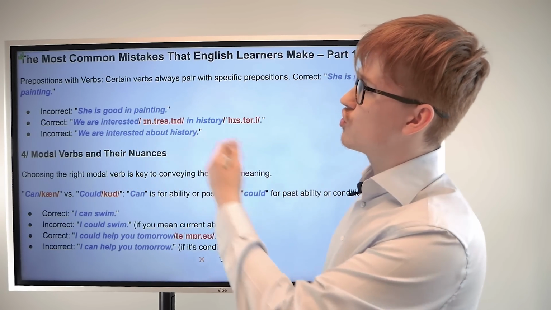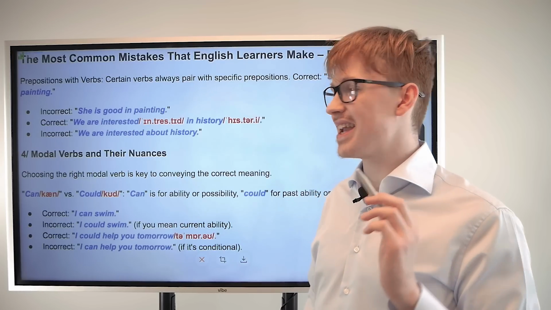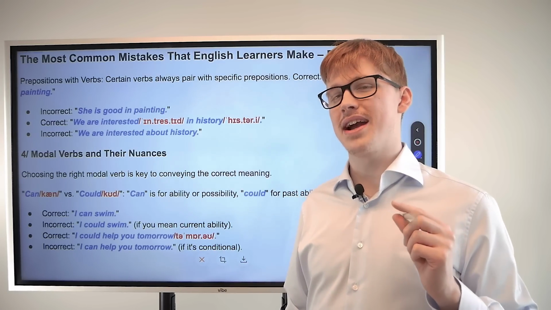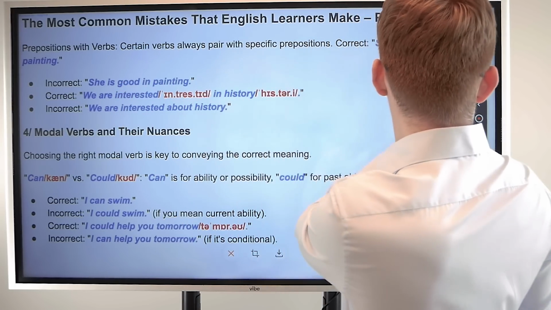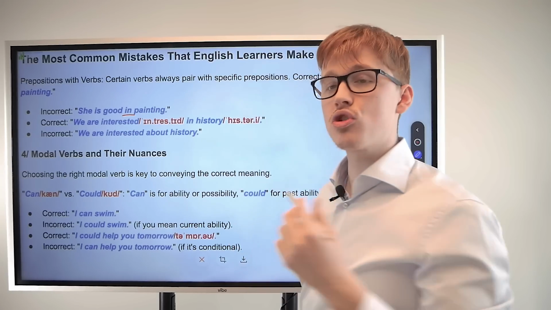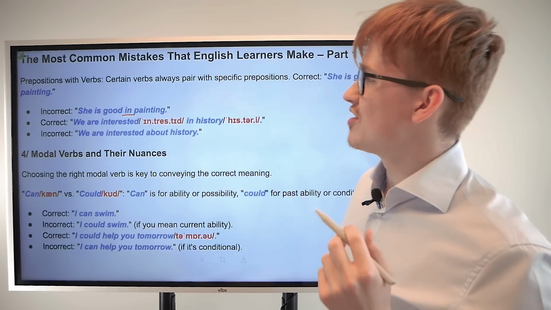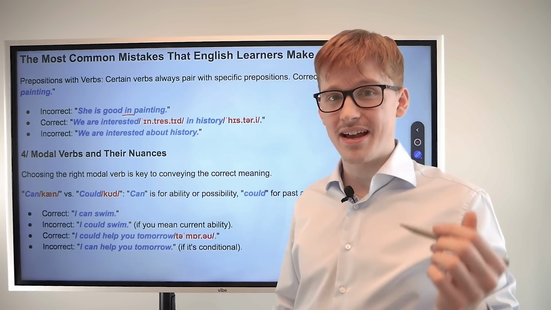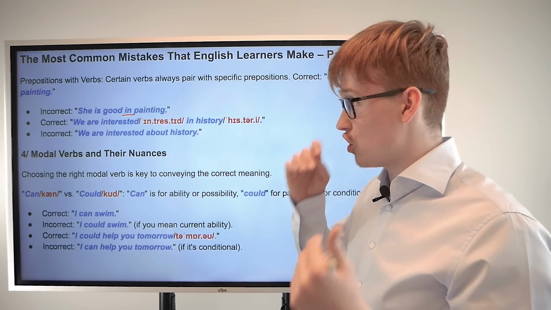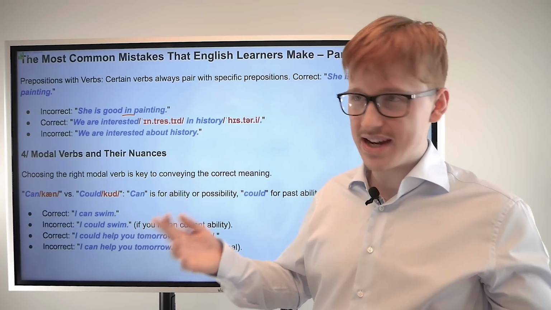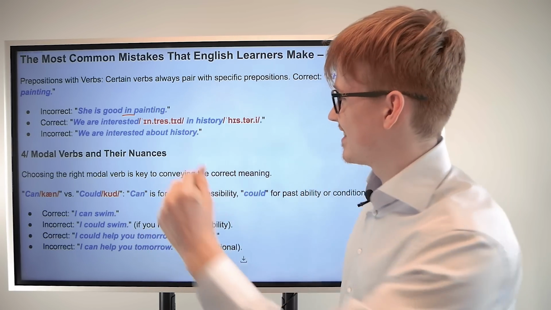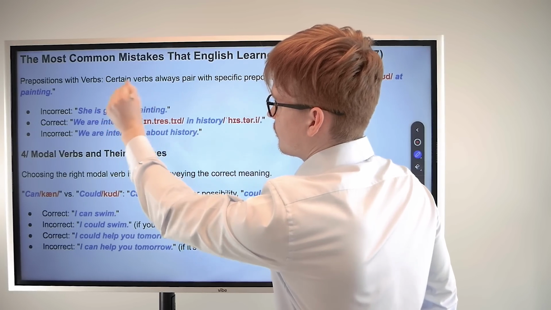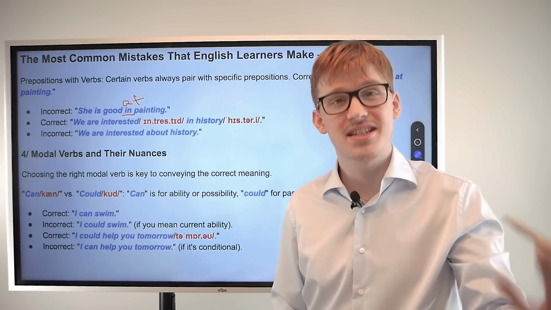So she is good in painting. This is incorrect. Why is this incorrect? It's incorrect because of the in here. What should in be? Can anyone tell me? She is, the verb to be, plus an adjective. She is good, she is bad, she is great. And then we should say at. She is good at painting.